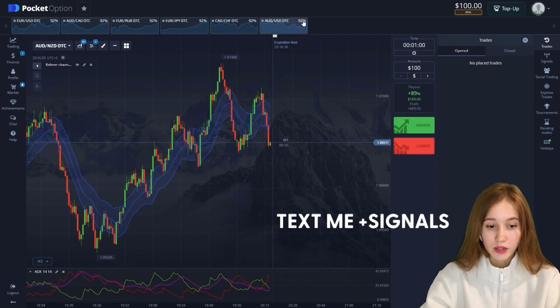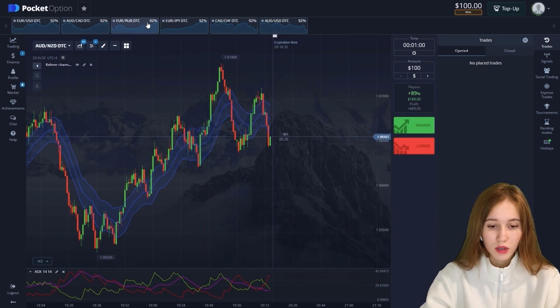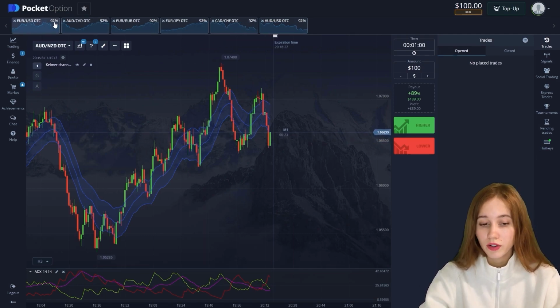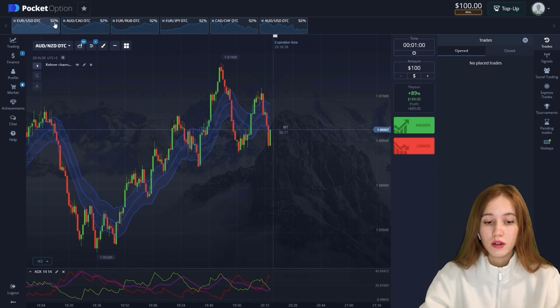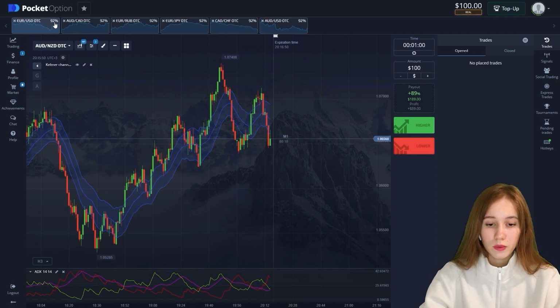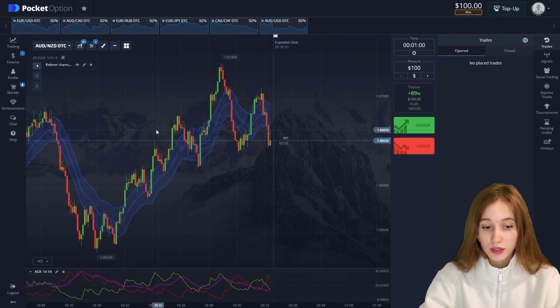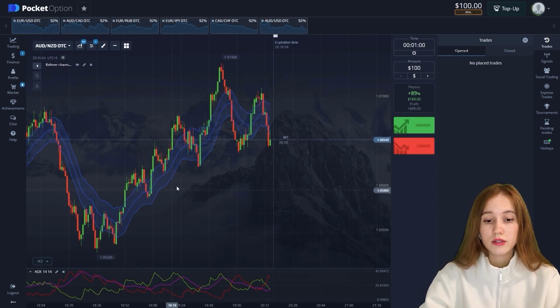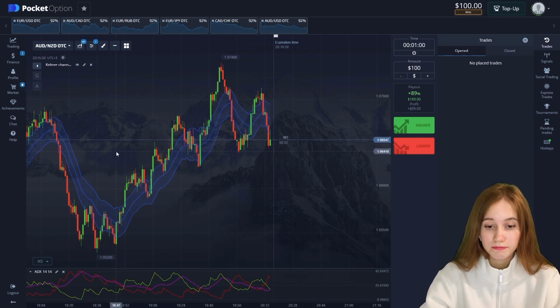We will use currency pairs with payout percentage more than 90%. It's very important. I recommend you use currency pairs with the payout percentage more than 70%. And we'll use technical analysis and of course indicators.